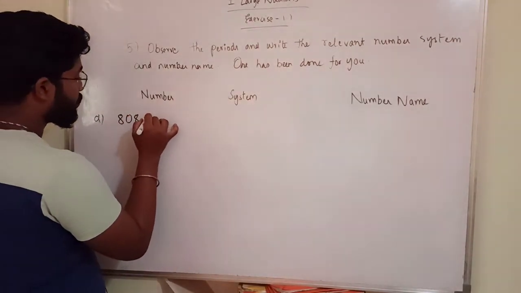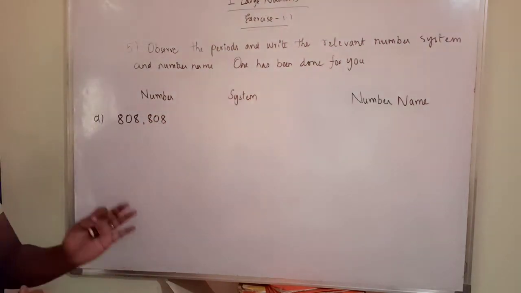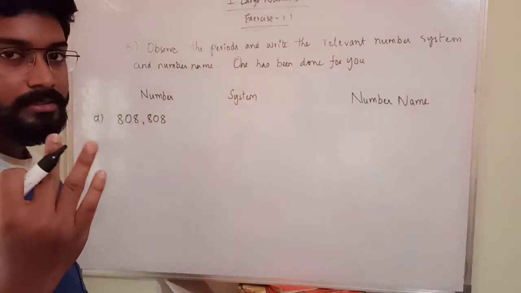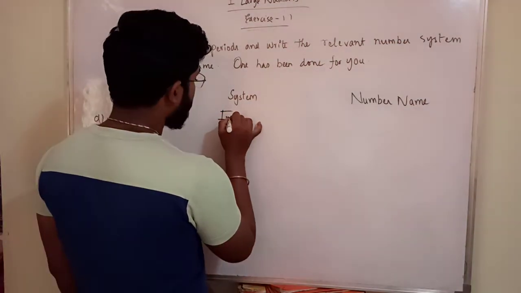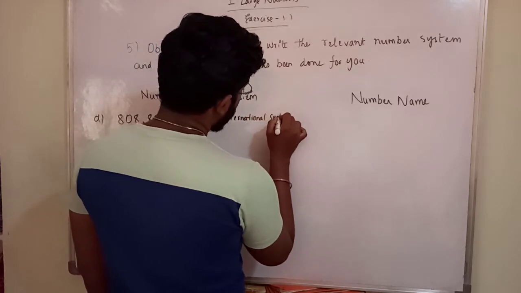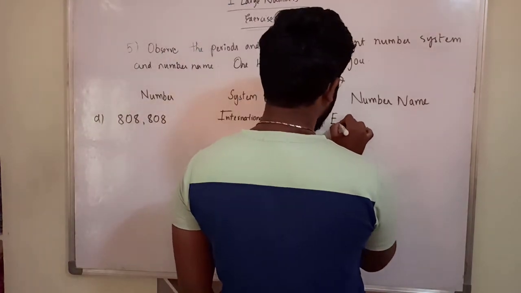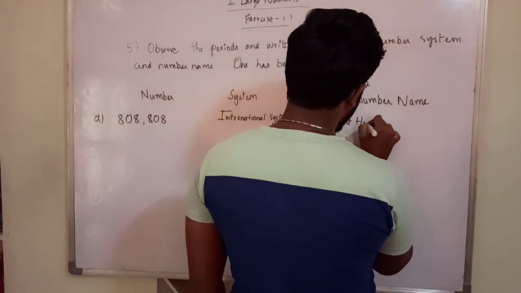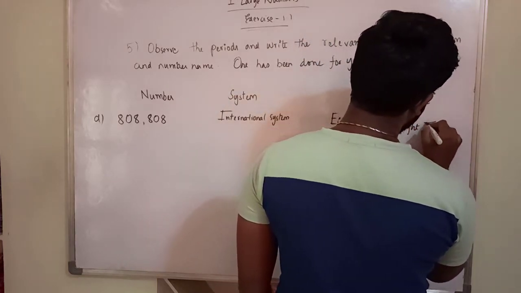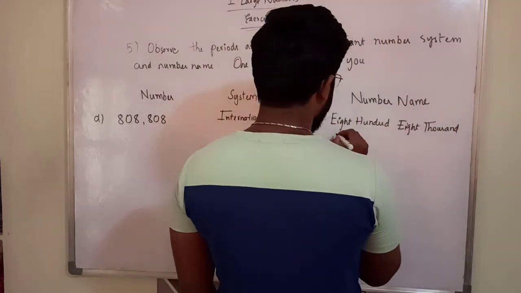808,808. So here two periods are there. Each period is having 3 digits. So if every period is having 3 digits, then it will come under the international system, no? So this will come under the international system. So what is the number name? 808,808.